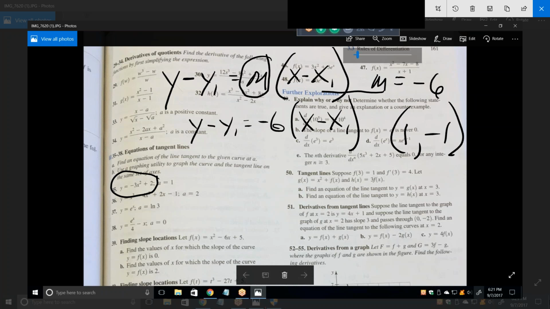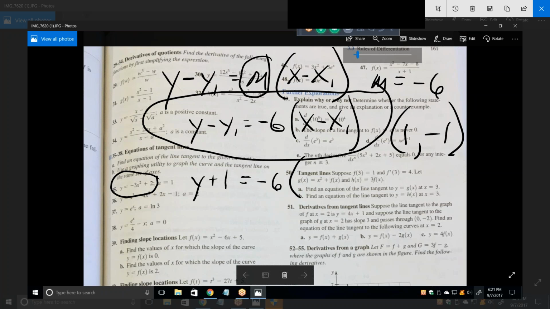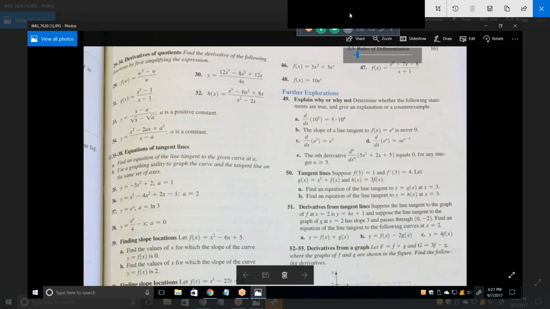Now we can plug that point in to end up with what? y plus 1 equals negative 6, x minus 1 in parentheses. Yeah, and you want to leave it like that. You don't necessarily want to distribute all that. And you don't put it into y equals mx plus b format because that's really not the standard format for calculus. Point slope is the standard.